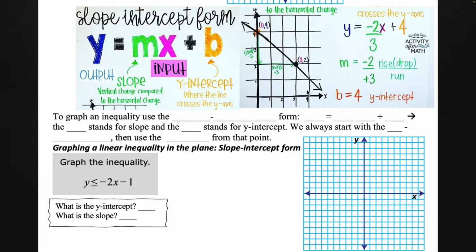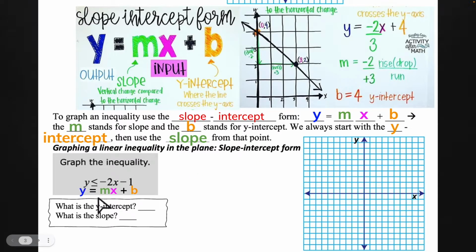So to graph an inequality, we use the slope-intercept form, which is the y equals mx plus b, and we just went over this. M stands for the slope, and b stands for the y-intercept. We always start with the y-intercept, and then use the slope for the second point. So again, already went over all of that. That's just kind of saying it again in written form instead of just verbally. So let's go ahead and graph this line, and then we'll deal with the shading.